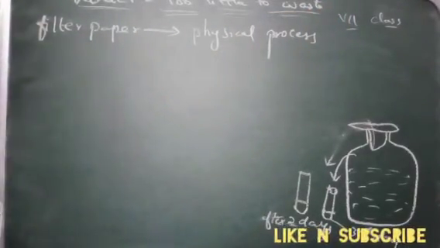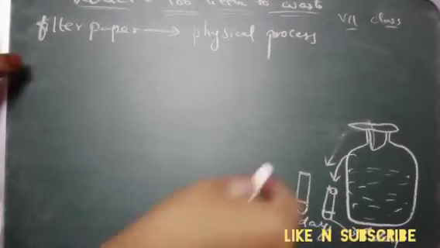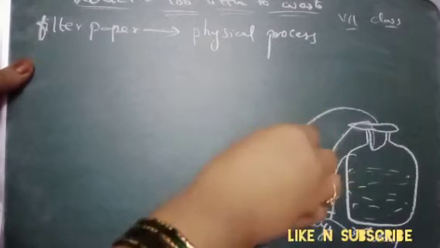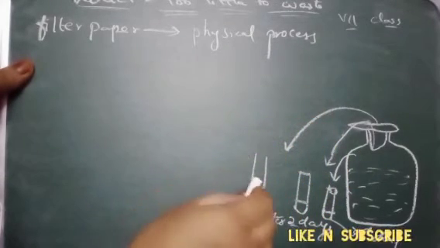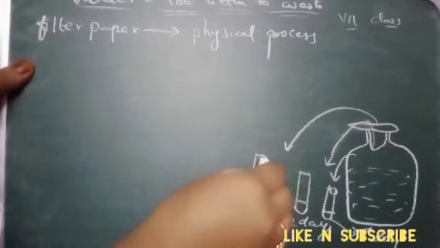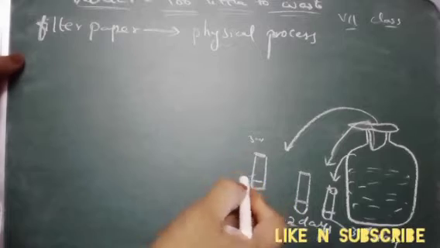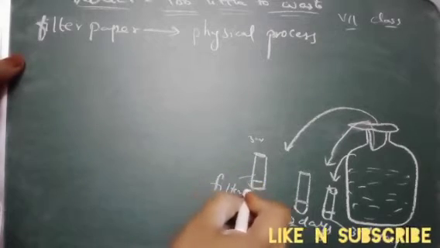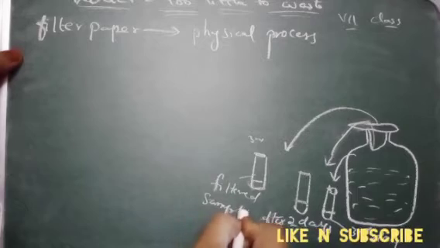Okay, so now pour the sample of the filtered water into another test tube. Take one more test tube and pour this in. Take this sample and you can name it as the third test tube, and this is your filtered sample.